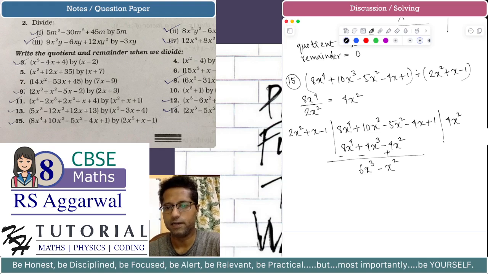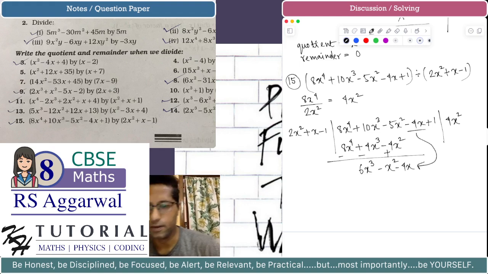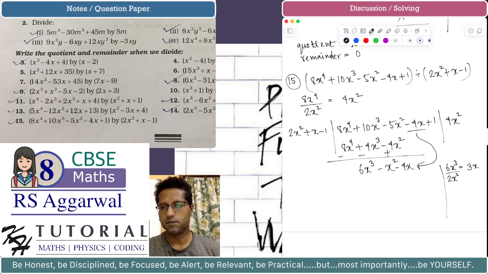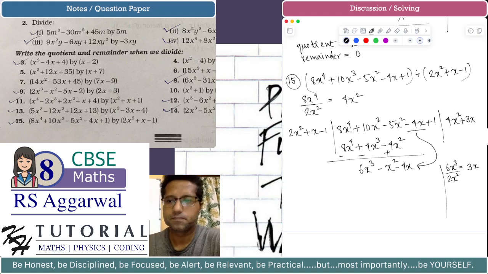The next term in the dividend is minus 4x. We append that with the remainder to give the next dividend. So now we have to find the next term in the quotient, which will be the first term of the dividend divided by the first term of the divisor, which is equal to 3x. So 3x becomes the next term of the quotient, and we have to subtract the product of 3x and the divisor from the dividend.